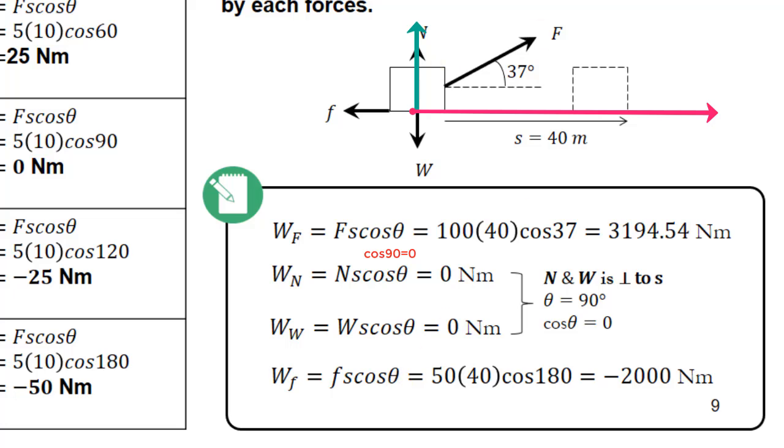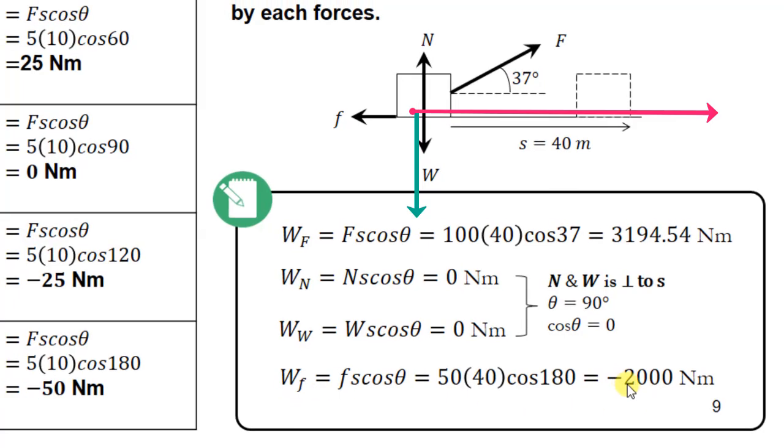How about the work done by the friction force? The displacement vector is to the right, the friction force is acting to the left. So the angle between the friction force vector and the displacement is 180. So this will give us the work done by the friction as negative 2000 Newton meter.